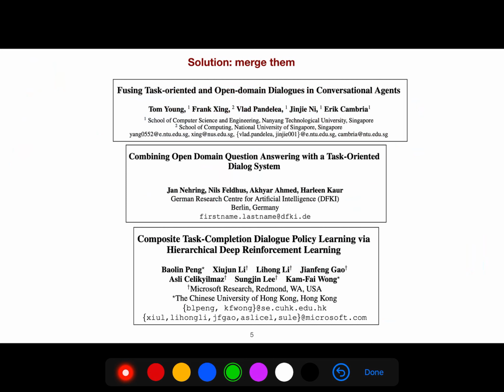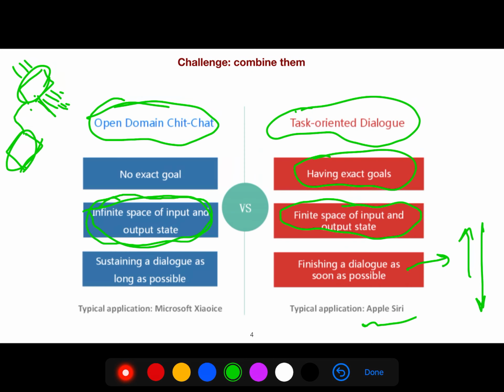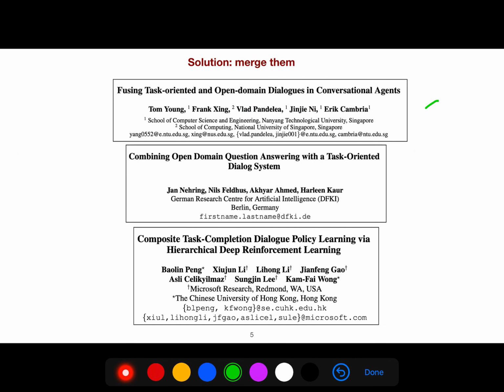So the solution is sometimes merging these two worlds of task-oriented and open domain. So there are some articles combining them. It's a fusion of task-oriented and open domain. And sometimes, like this article, they just see it at a hierarchical level. You see that everything is like a task, but at a different level.